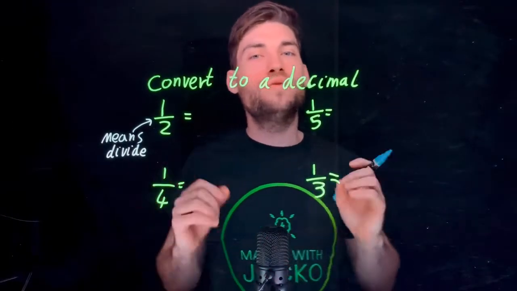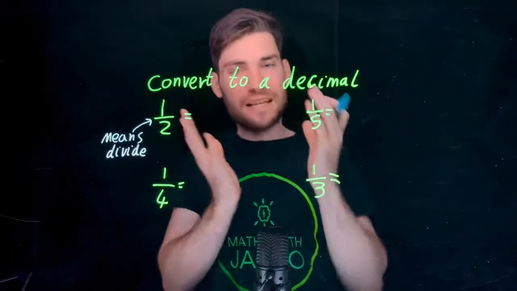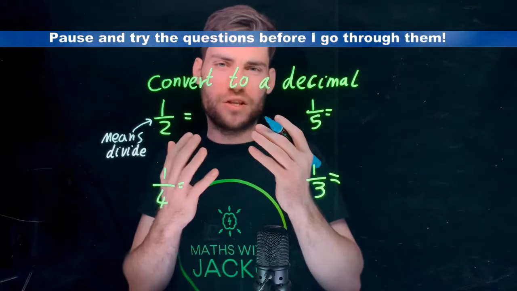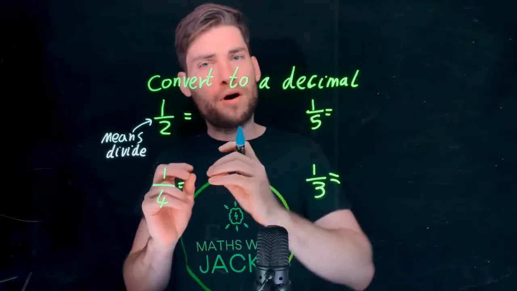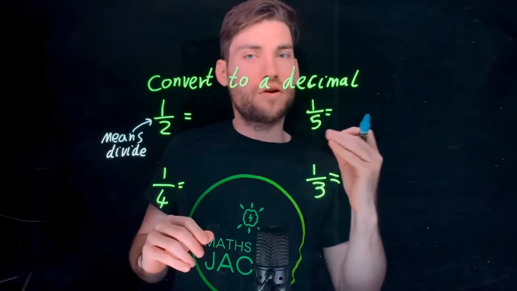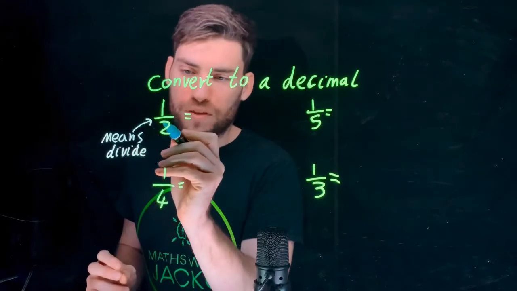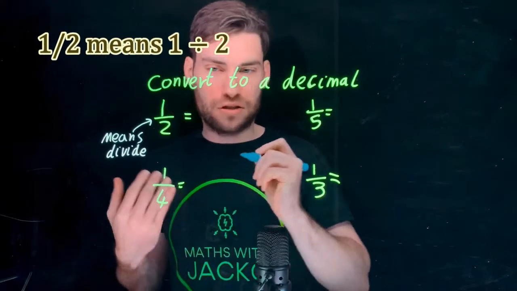Converting fractions to decimals. It's something a lot of students struggle with. Sometimes they know the answer, for example, a half, 1 over 2, is 0.5. However, they don't quite understand why. It's really important because some fractions you may not know, but you've got to know how to convert them and find out. We've got to know this line of the fraction means divide. It means 1 divided by 2.